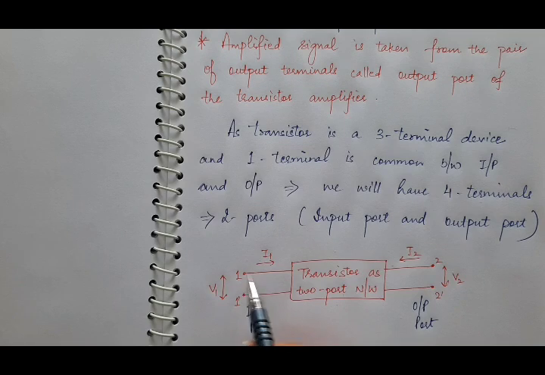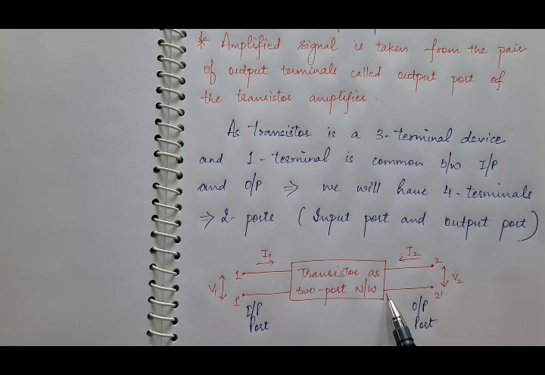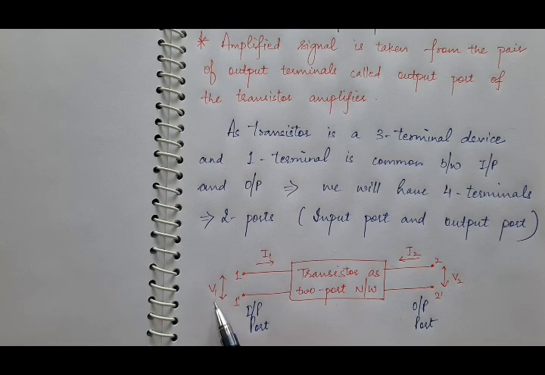I1 is the current entering, and here the same current I1 will be leaving. Here again I2 will be the current which is entering, and from this terminal, this same current will leave. V1 is the voltage across the input port and V2 is the voltage across the output port. Again you can see a transistor is an example of a two-port network.